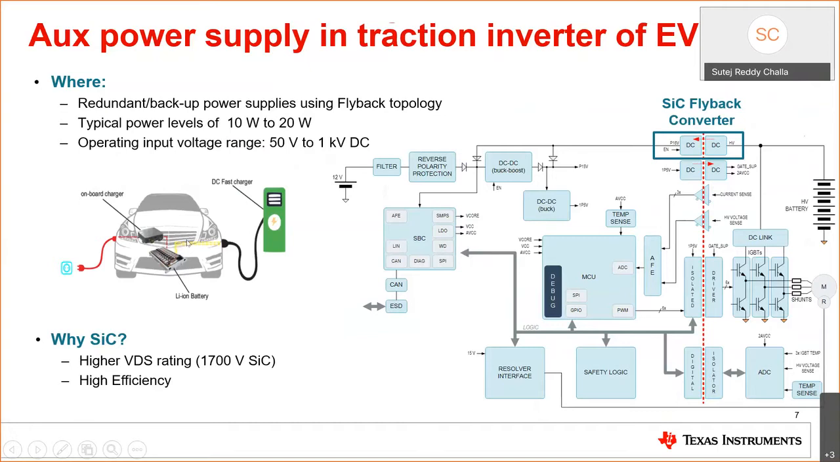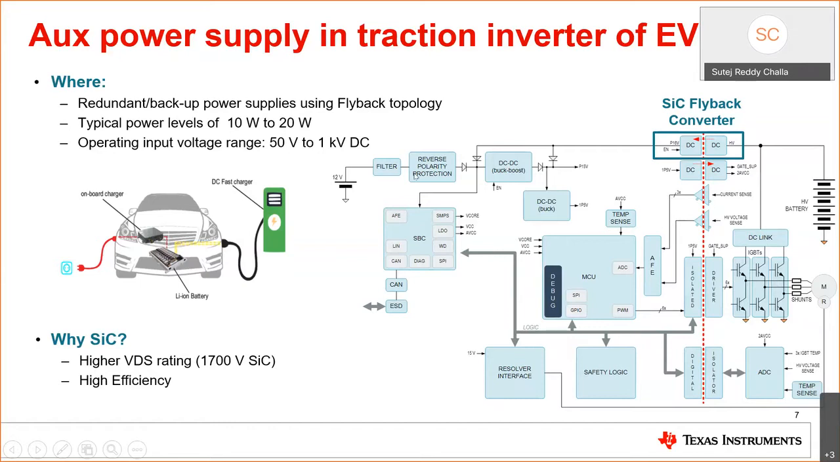So here is another use case, which is an auxiliary, also called redundant, power supply in traction inverters of electric vehicles. So in electric vehicles, typically there will be two batteries. One is a low voltage battery, a 12 volt battery, and the other, a 400 volt or 800 volt battery, is the main battery which is used for driving the traction inverter. And in this traction inverter, in order to supply the gate drive power for these IGBTs or silicon carbide based MOSFETs, there is a need for bias power.